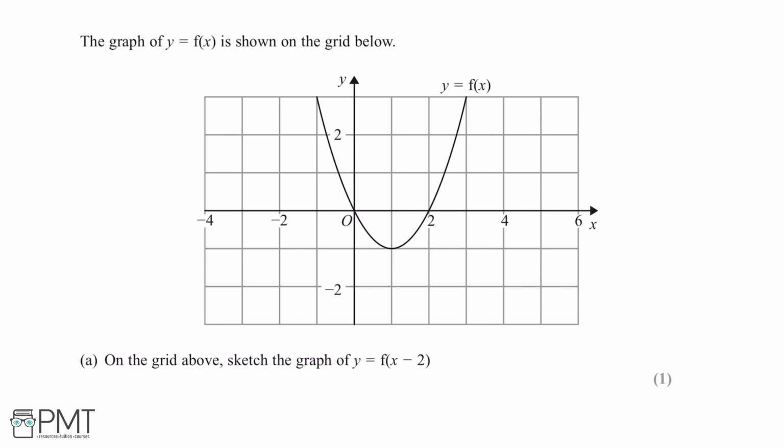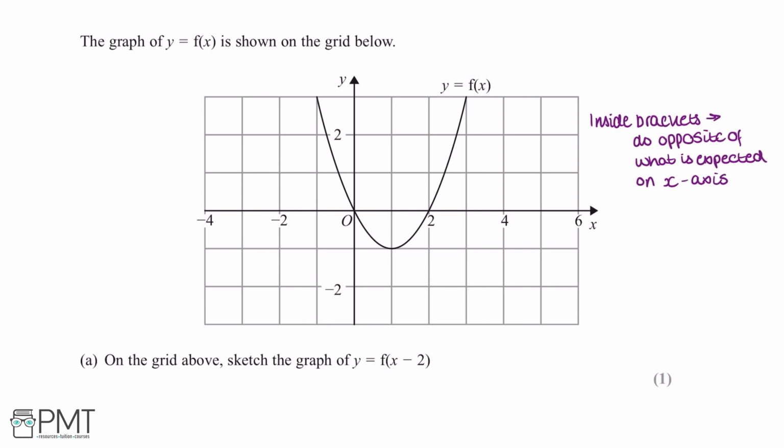The graph y equals f of x is shown on the grid below. On the grid above, sketch the graph of y equals f of x minus 2. So when the change to the graph is inside the brackets, we'll do the opposite of what we would expect the change to do, and this change will occur on the x-axis.